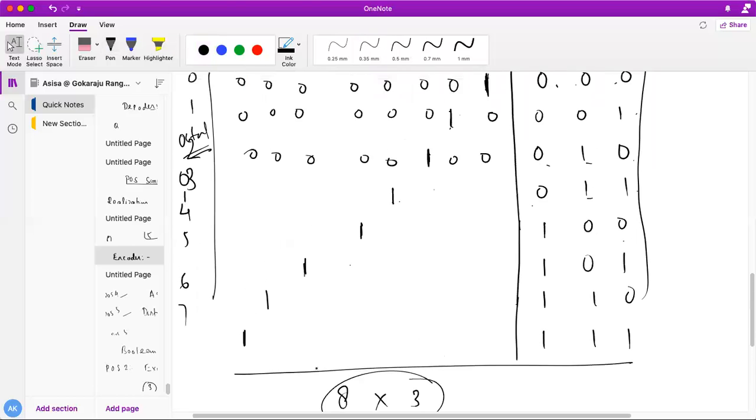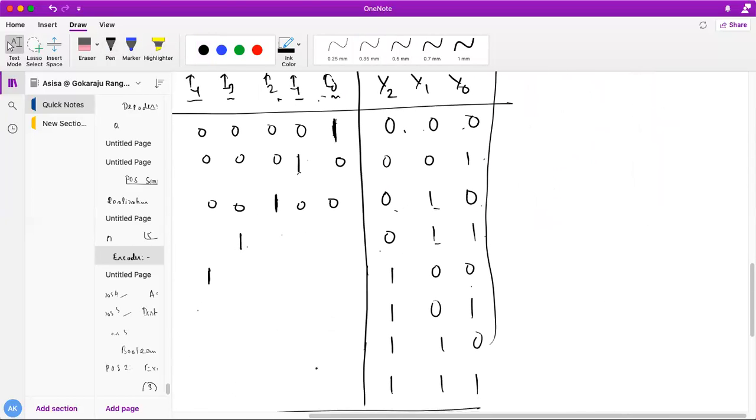Next, how will the logic expression be found now? How do we find out the logic expression?